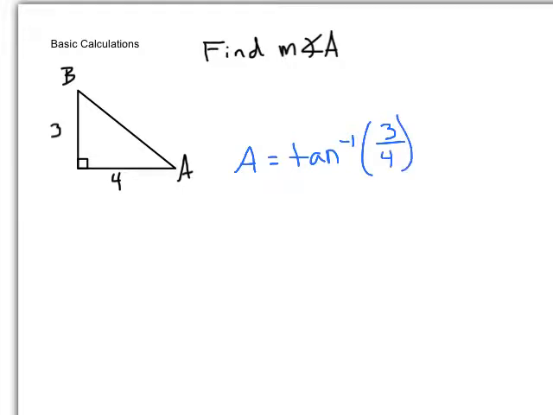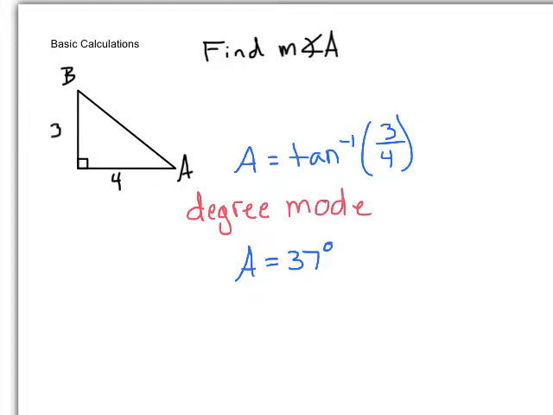You also need to make sure you're in degree mode. We've talked about radians, and you'll see in your calculator that there actually is a radian mode, but we're not going to use that this year. We're going to be in degree mode. And rounding to the nearest degree, I get an answer of A is 37 degrees. So that shows you how you can find an angle measure.